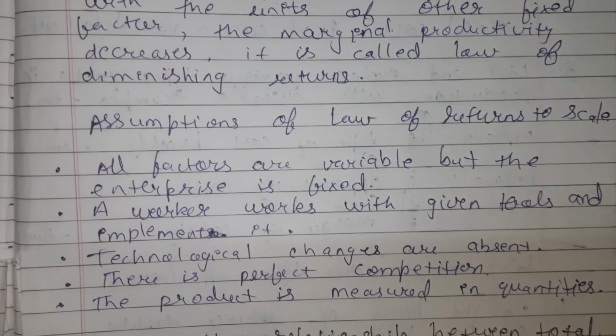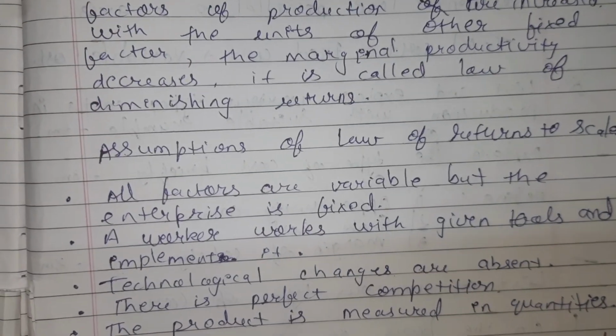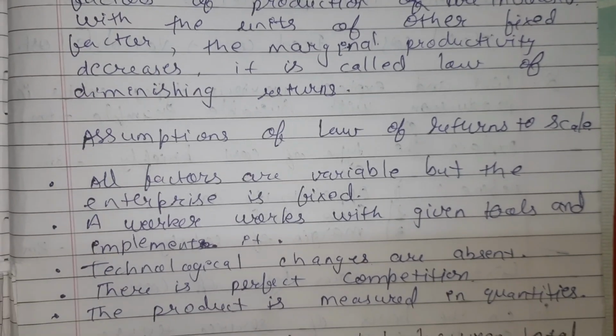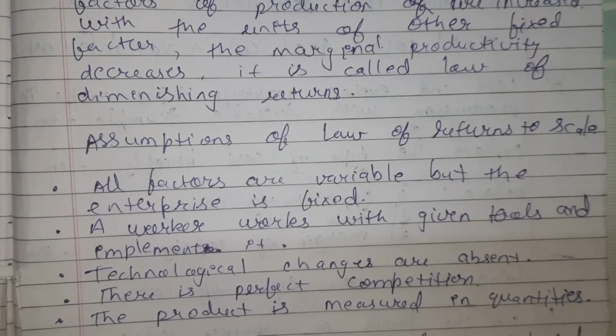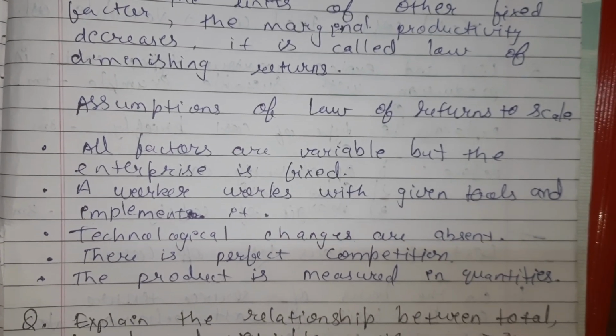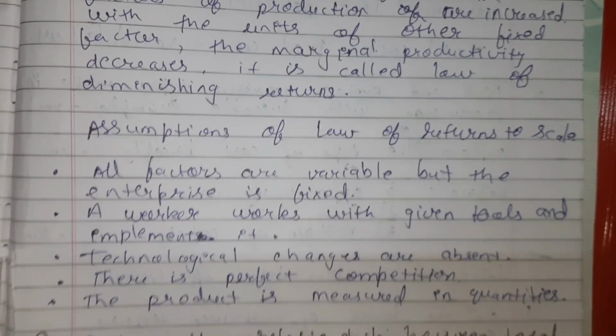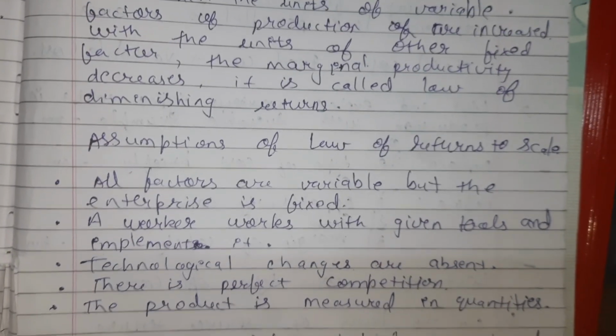Assumptions of the law of return to scale. All factors are variable, but the enterprise is fixed. A worker works with tools and implements. Technological changes are absent. There is perfect competition. The product is measured in quantities. So that's for today's video.